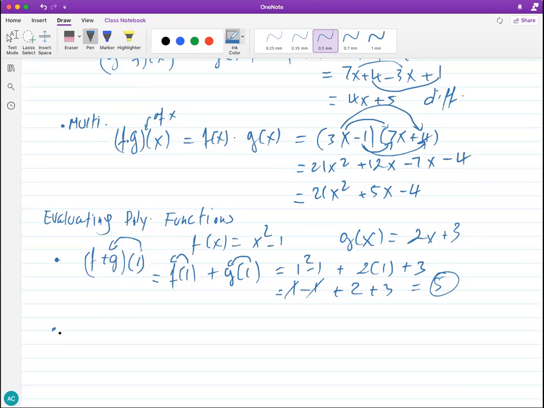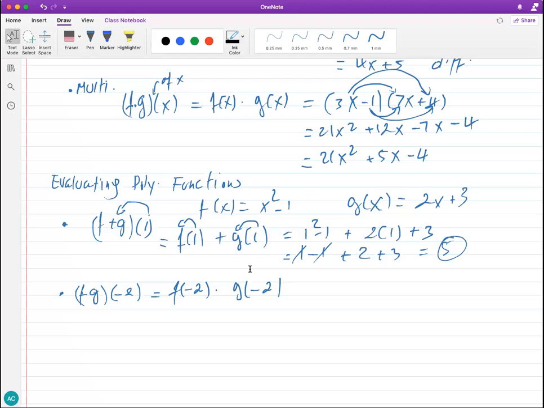Or it might be, let's say, multiplication. fg of maybe some other number, let's say negative 2. Okay, f times g of negative 2. What does that mean again? Plug in the -2 where the x is. That's right. So it's f of negative 2 multiplied by g of negative 2. Okay, so the negative 2 goes into both while keeping this multiplication. How do you find f of negative 2?